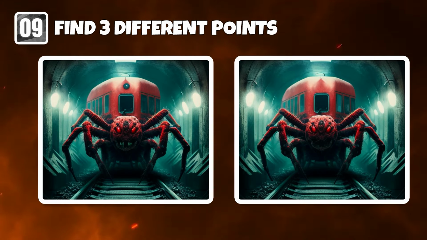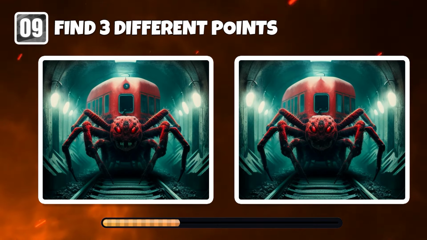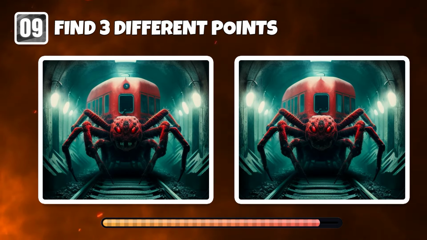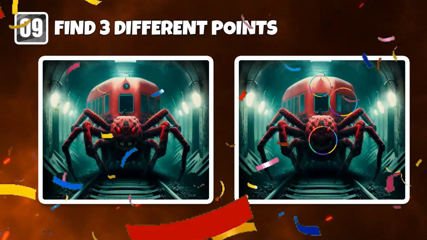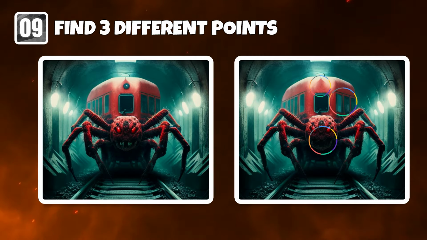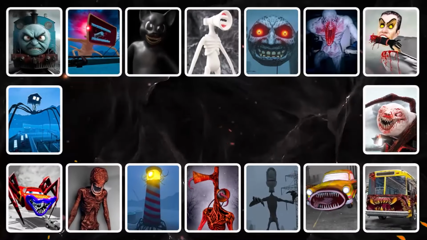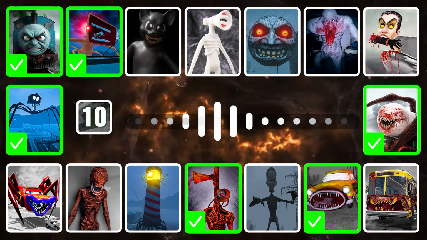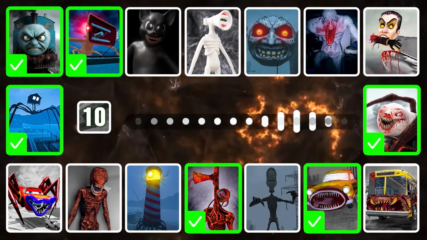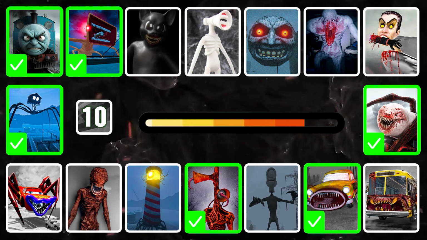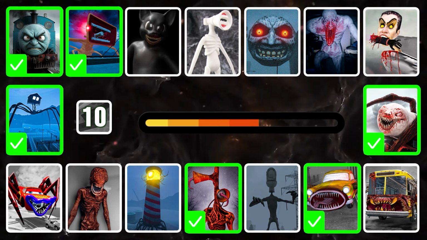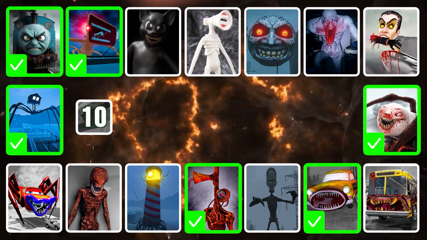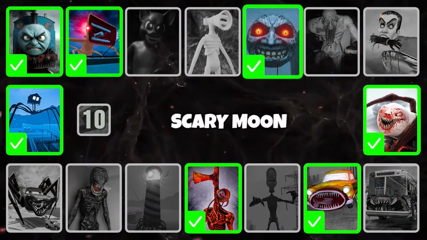Round 9. Find 3 different points. Have you found it yet? Round 10. Scary Moon.